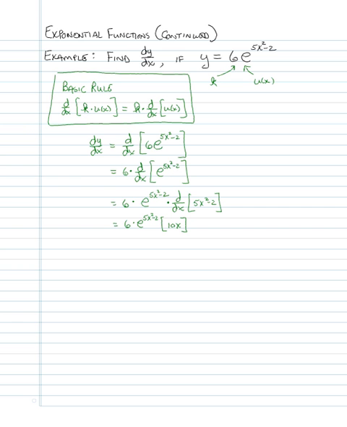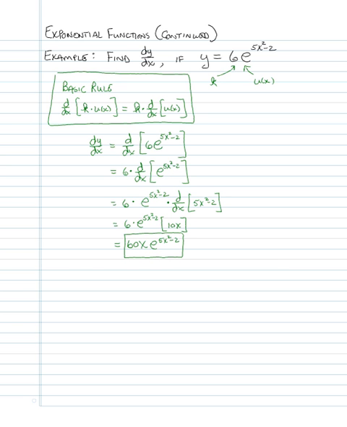And we see this product we can simplify. We have the 6 times the 10x, and so we can write that, of course, as 60x, and then times e to the power 5x squared minus 2. So this is the resulting derivative of the function we were first given.